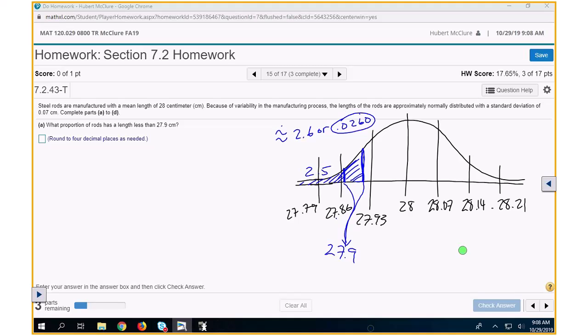27.9 there. So, let's see, half of 13 is 7. I'd say probably 6, so 0.0850. Okay. And that answer is 0.0766. 0.0766? Yep. Okay, so that's your answer, and you would type in 0.0766. Okay?